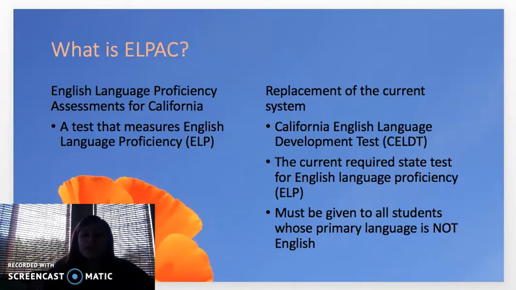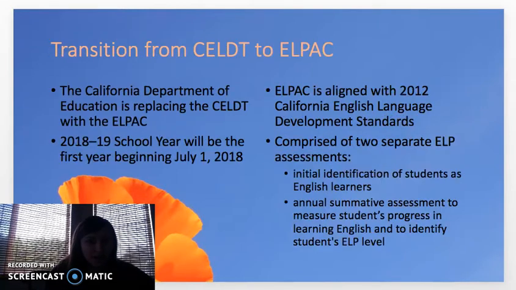Excuse me. So it's the current test that they measure, and I'll get down to it at the very end, the comparisons between the old system and the new system. And it must be given to all students whose primary language is not English.